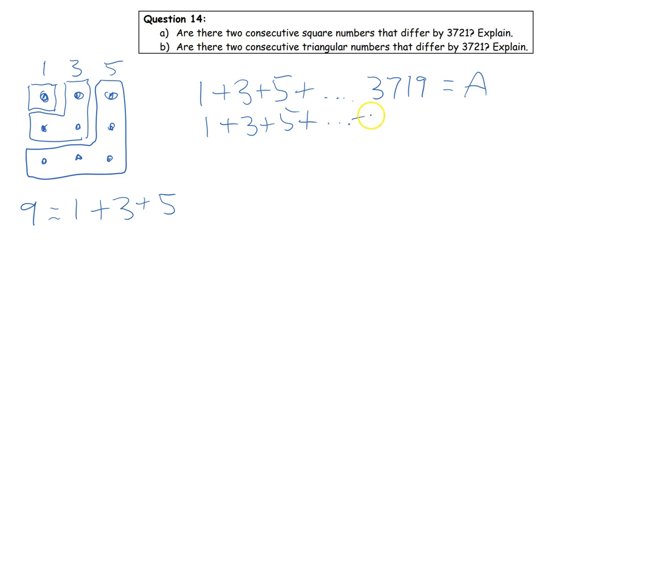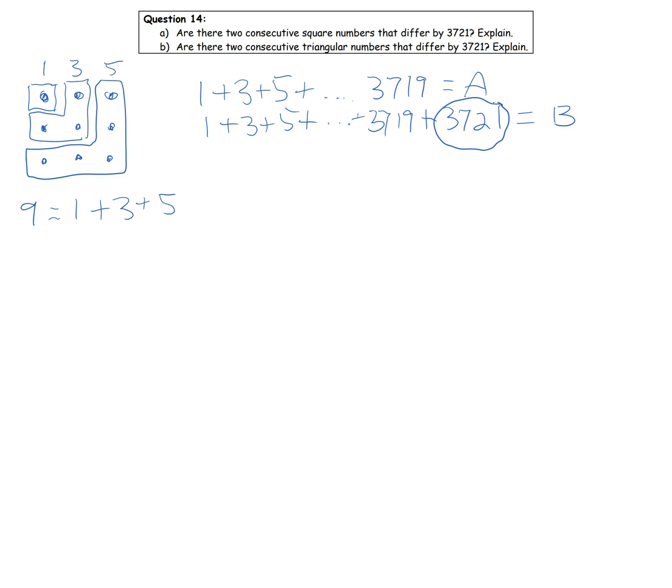We're going to get all the way up to 3,719, but we're going to add the next odd number, which is 3,721. And this is going to give us another answer. We'll call it B. So you can see that between these two consecutive numbers, it's exactly the same up to 3,719, and then the difference between them is going to be 3,721. So yes, there are two consecutive square numbers that differ by 3,721.